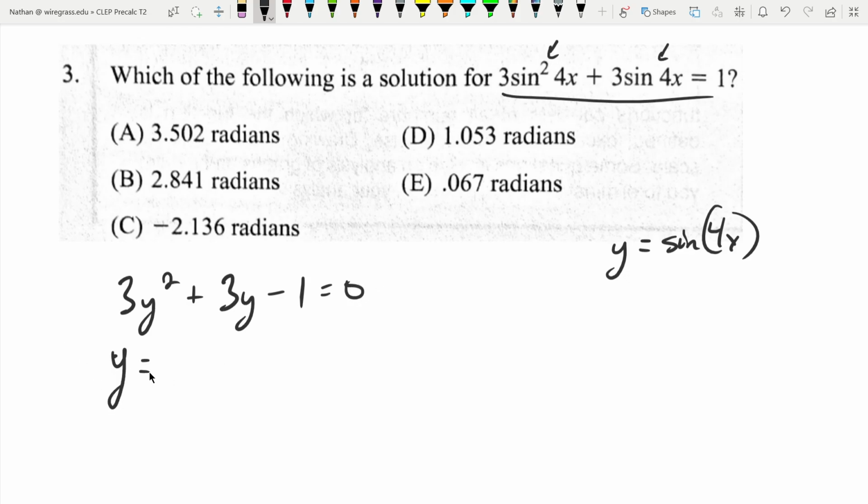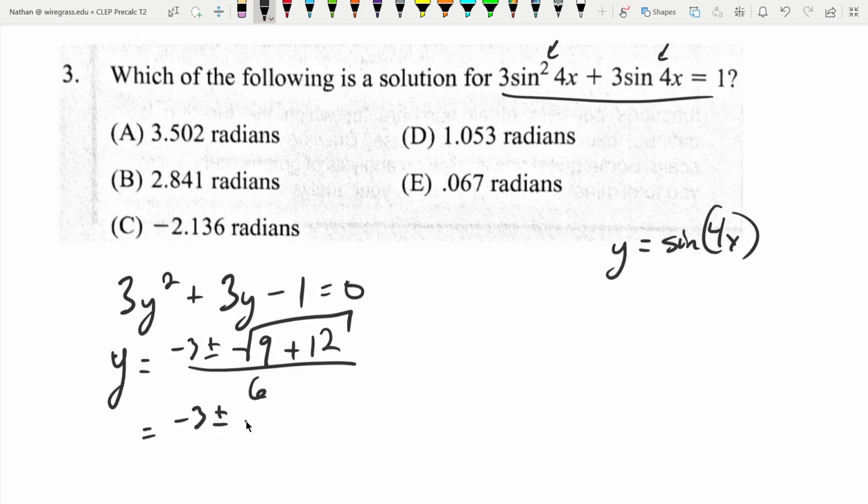So then y is going to equal negative b plus or minus the square root of b squared minus 4 times a times c, which is going to be plus 12, all over 2 times a, which is 2 times 3, or 6. And that's going to give us the square root of 21 on top.